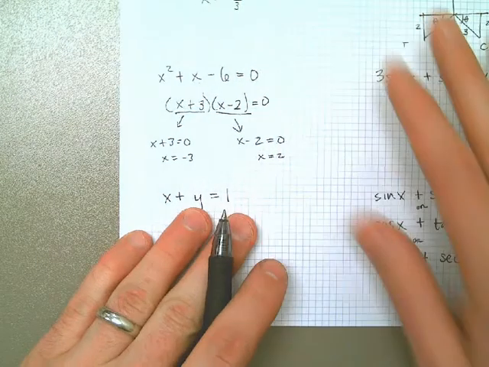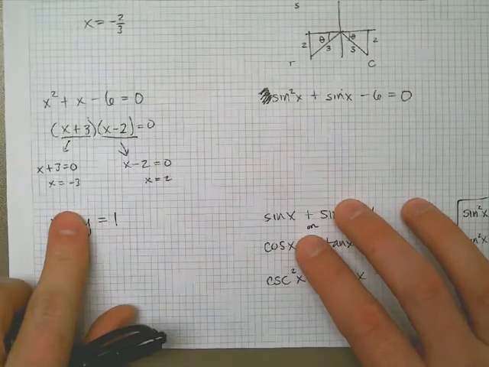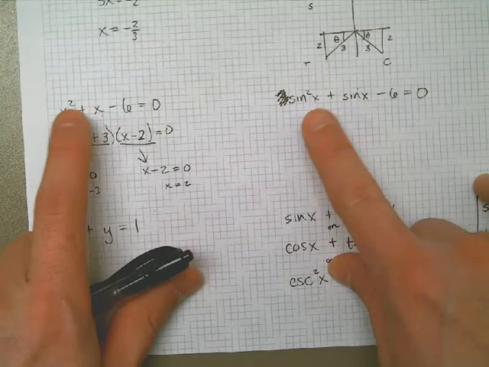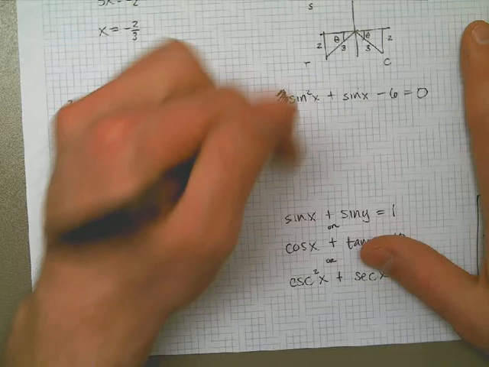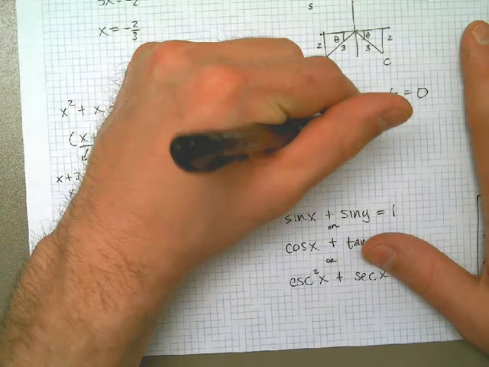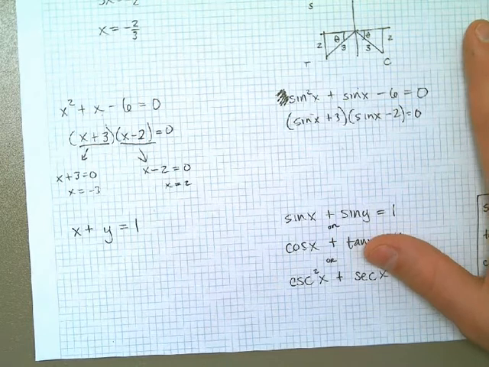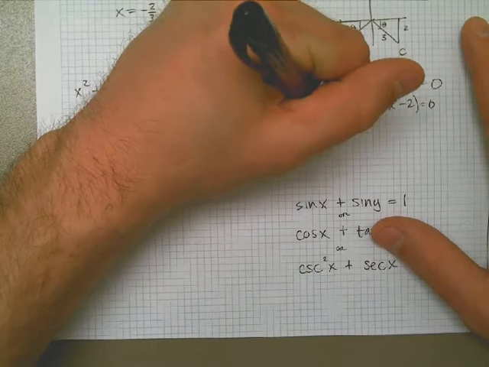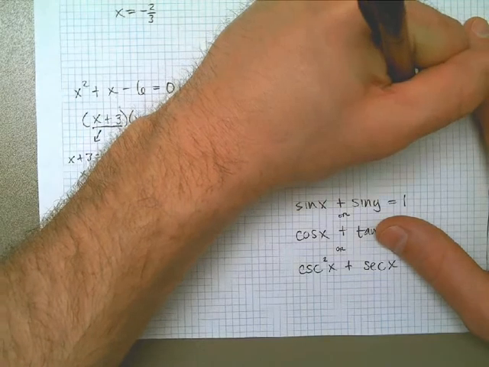Well, guess what? If I'm going to do this problem, see the similarities here? X squared plus x minus 6, sine squared x plus sine x minus 6. Well, guess what? That factors as well. And this time when it factors, instead of x plus 3, x minus 2, it's sine x plus 3, sine x minus 2. That equals 0. And so my two solutions, just like you would work here, instead of x equals negative 3, you would end up with sine of x equals negative 3. Or the second solution, x equals 2, is now sine x is equal to 2.